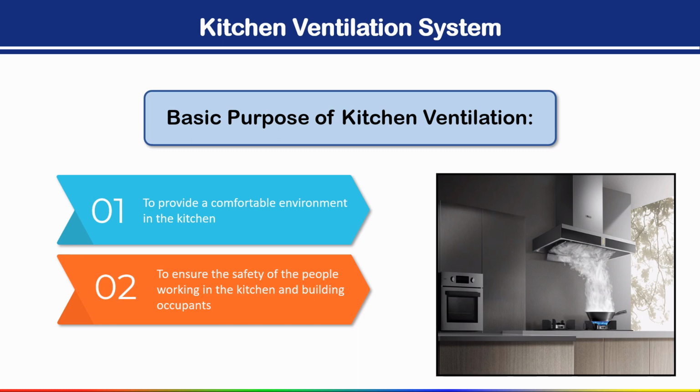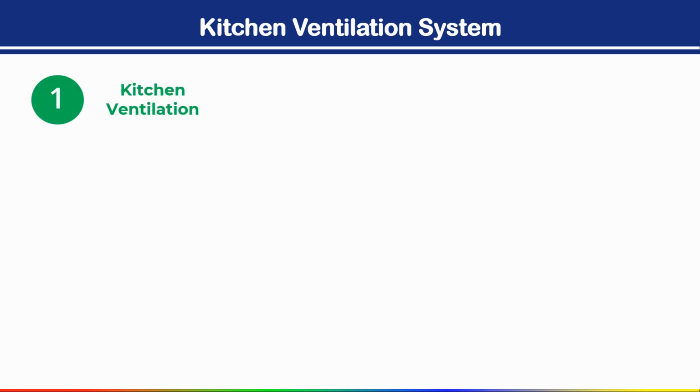So, what can you do to protect yourself from harmful kitchen fumes? The best way is to ventilate your kitchen by opening windows or using an exhaust fan while you cook. And sometimes if you have a commercial kitchen, we have to install the ducting system, hood, all these things. So this will help to remove any harmful gases or particles from the air before they have a chance to build up. So this is all about the basic purpose of kitchen ventilation system.